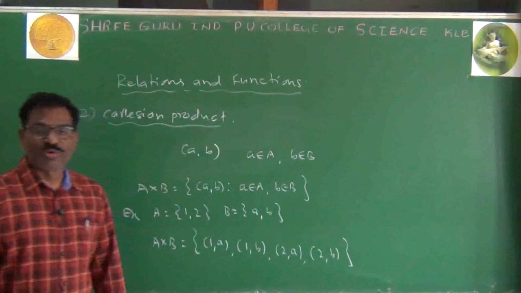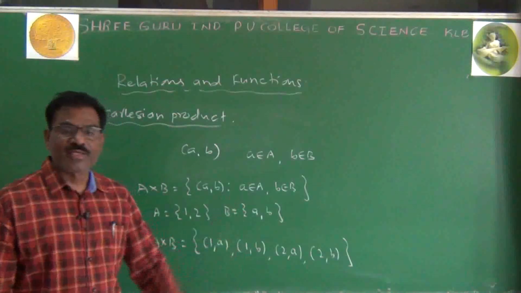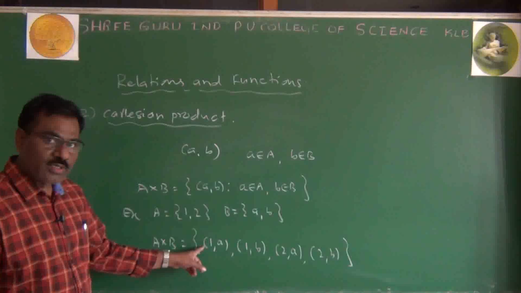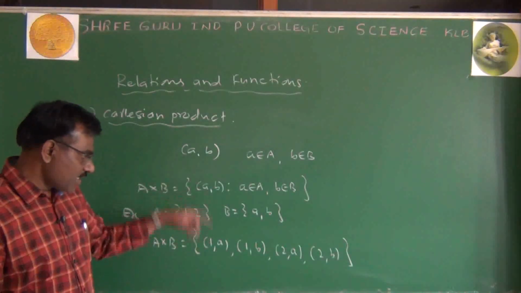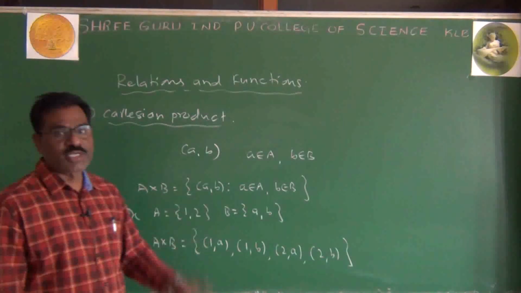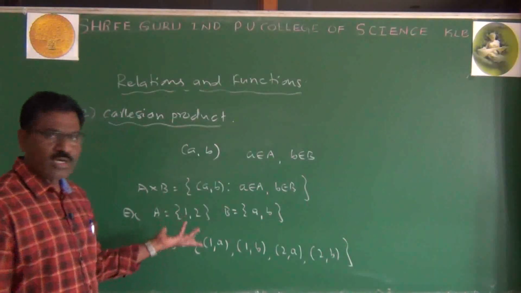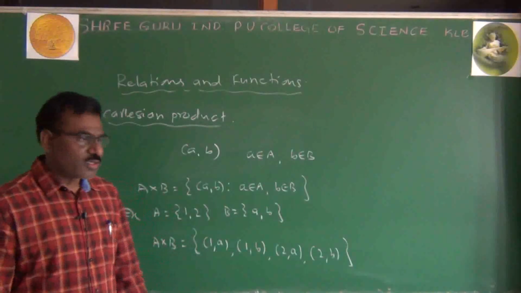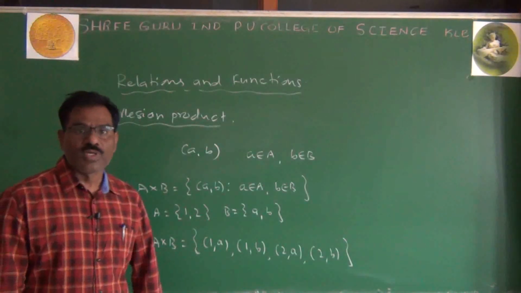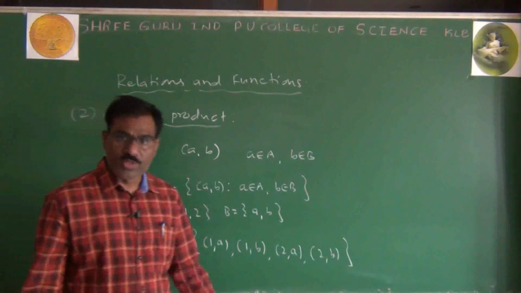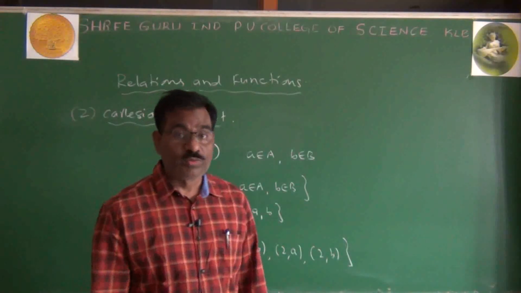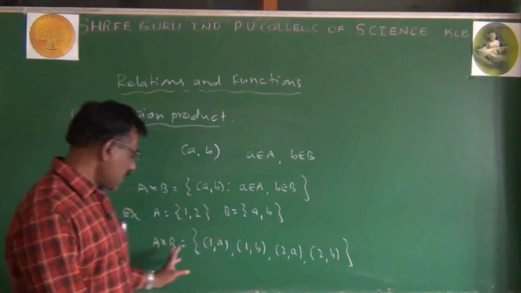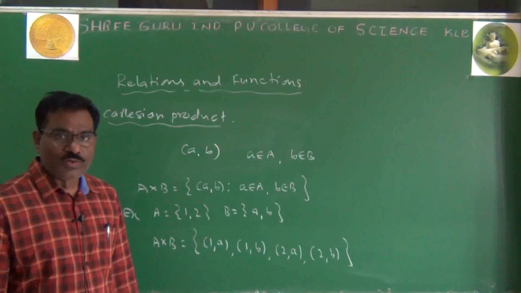This is the Cartesian product of set A and set B. In A cross B, the first element belongs to set A, the second element belongs to set B. Even B cross A can come, no problem. B cross A means the first element is from B, the second element is from A. Usually A cross B is not equal to B cross A.